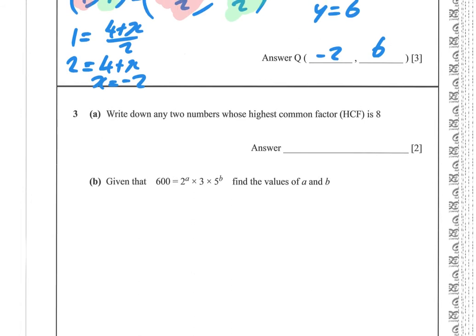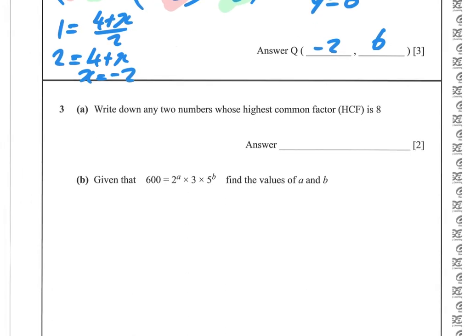Next question says, write down any two numbers whose highest common factor is 8. Well, let's just go for the straightforward one. 8 and 16 would have a highest common factor of 8. There we go. And there's an infinite number of answers you could have there. As long as you have 8 as one of your numbers, and then any multiple of 8, then the highest common factor would be 8.